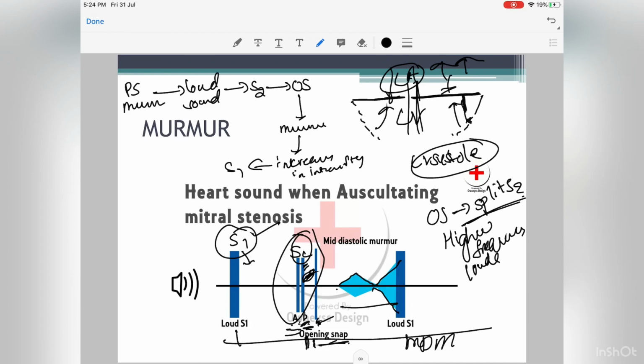Now let us listen to another audio of a murmur. Here you can see that there is a loud first heart sound, followed by a gap, followed by a second heart sound. Then there is only a pre-systolic murmur, followed by again the loud heart sound. So this is the murmur. If you keep on auscultating, you can actually find it.